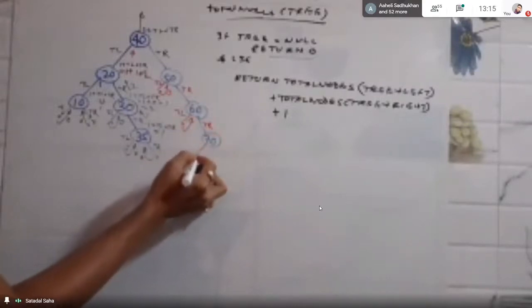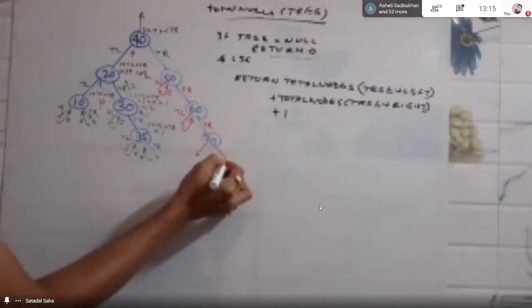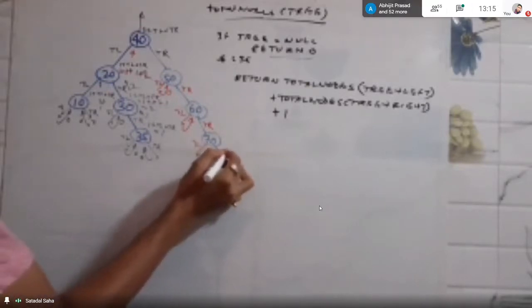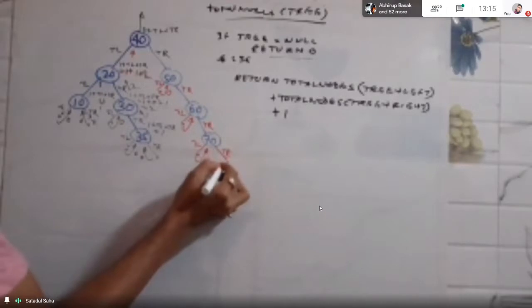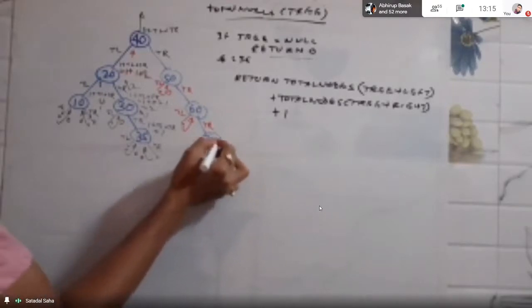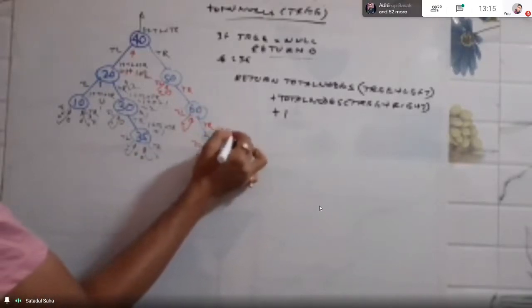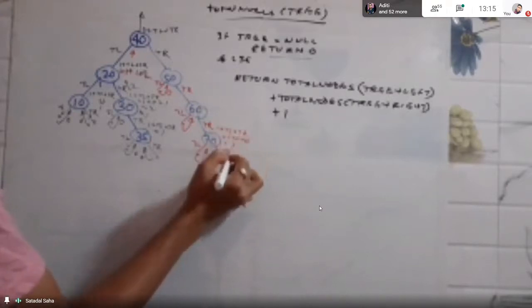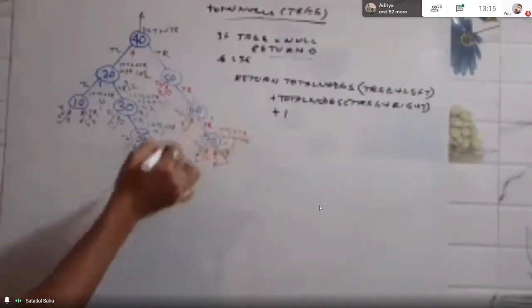Now 70 will call its left, which is null, and its right, which is also null, TL and TR. So each will return back 0. Now 70 will return 1 plus TL plus TR. That means 1 plus 0 plus 0 equal to 1. So it will return back 1 to 60.